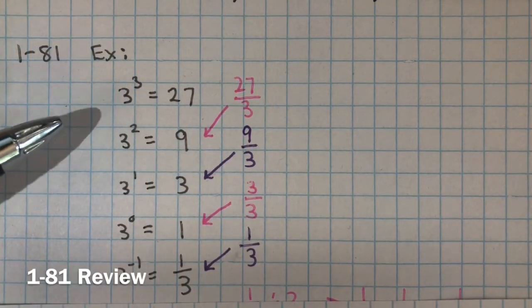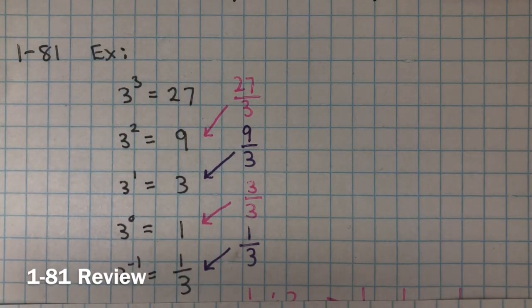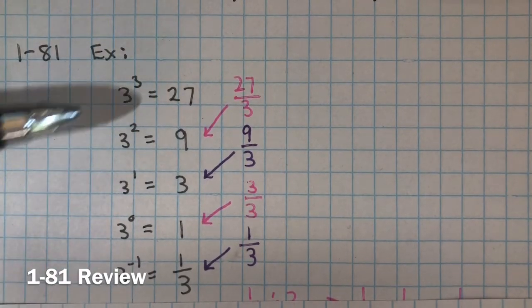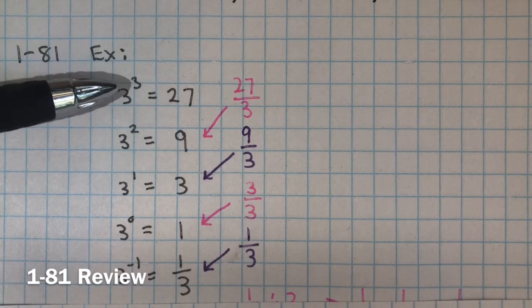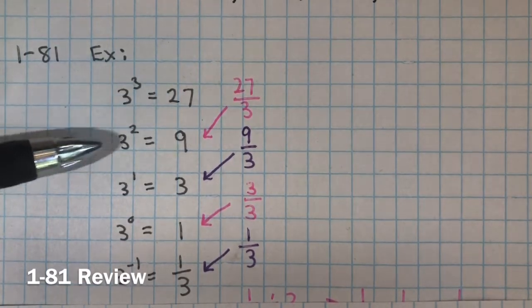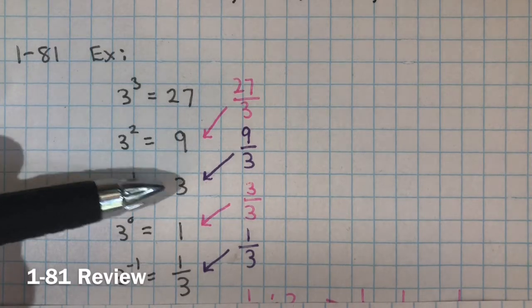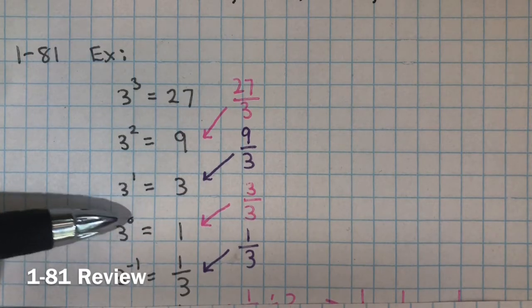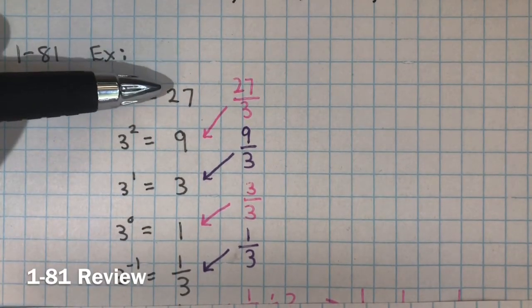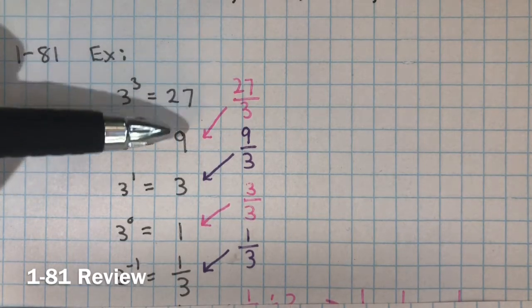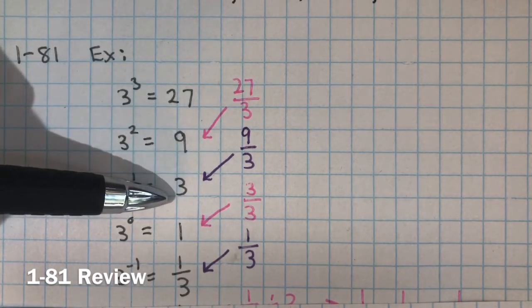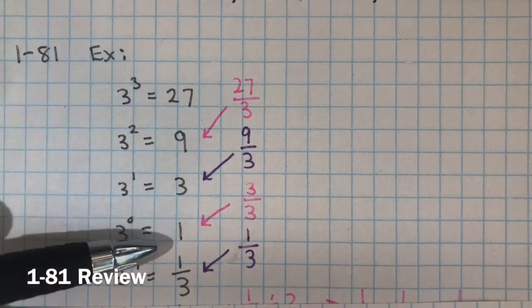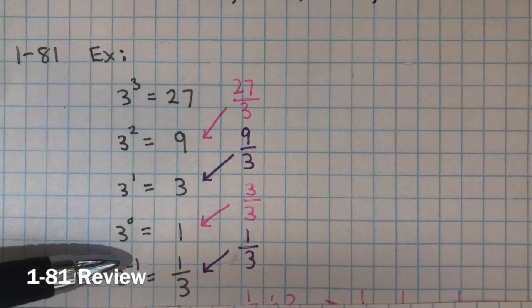Before we rewrite each expression, I want to talk about what a negative exponent actually means. 3 to the third power is 3 times 3, which is 9, times 3 is 27. 3 squared is 9, 3 to the first power is 3, and 3 to the 0 power is 1. And how do you get 1 for 3 to the 0 power? Well, if you look at the pattern, 27 divided by 3 is 9. 9 divided by 3 is 3. 3 divided by 3 is 1. And if we continue that pattern, what does a negative exponent represent?